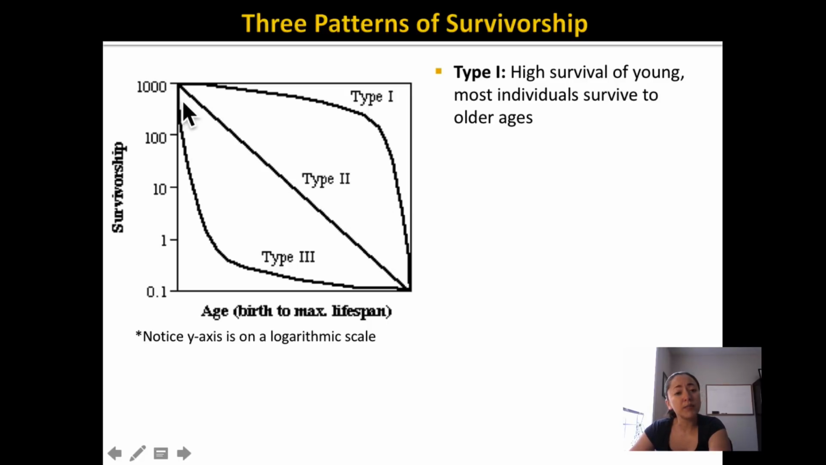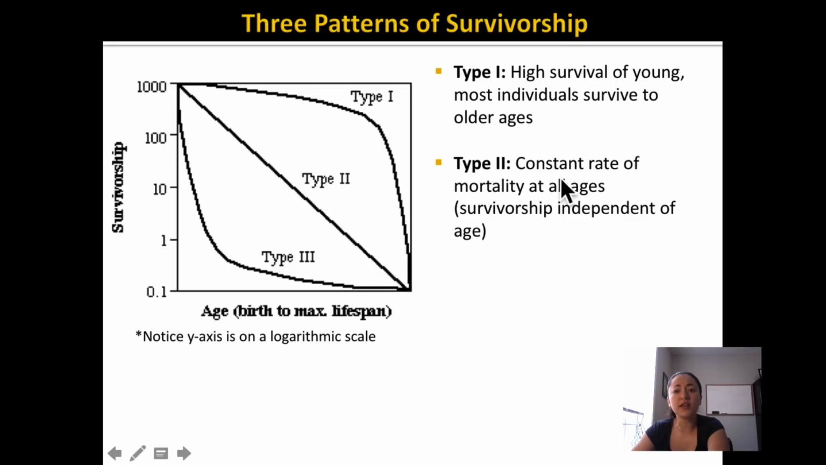If we look at a type 2 survivorship curve, it's a straight line. And what this straight line represents here is that there's a constant rate of mortality, or a constant rate of survivorship at all ages. So what this means is that survivorship is independent of age. So when you're young, you have just an equal chance of surviving as when you're older. Okay, so there's no relationship between age and survivorship in this case. So it's a constant decline over time.